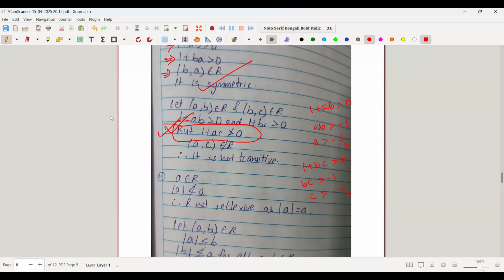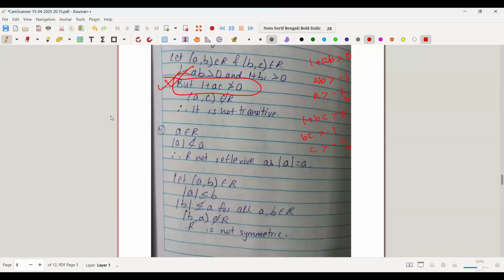Okay, so multiplying AC, AC is greater than minus 1 by B square. So B can be 0. If B is 0, then it is 1 by 0.